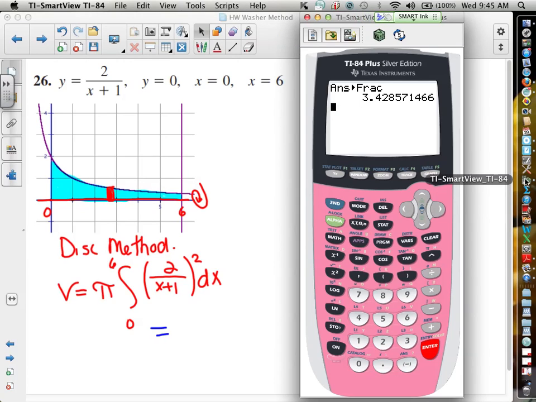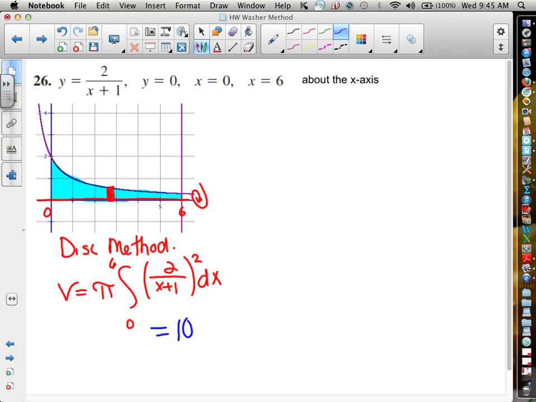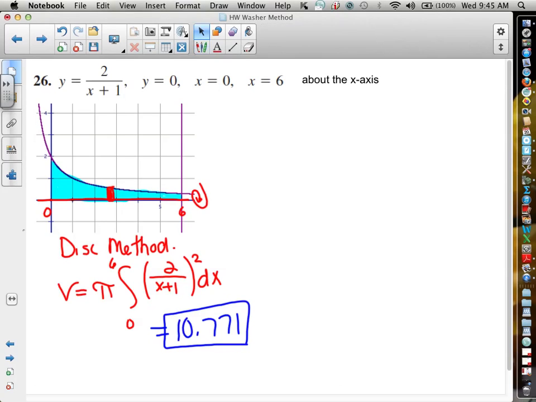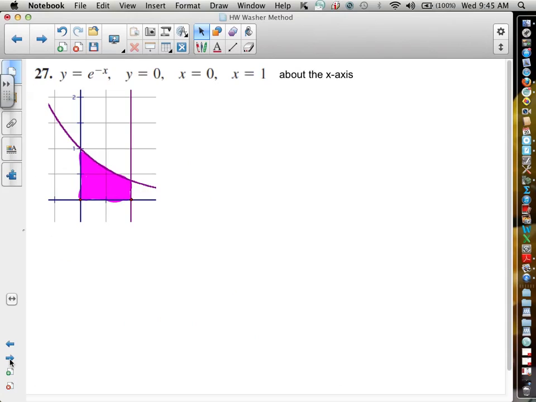So we'll round this off to 3 decimal. Actually, you know what? Let's multiply it by pi as well. So times pi. So I'll round this final answer off to 3 decimal places. So 10.771. Okay, so if that happens, it just can't convert it to a decimal. It's probably some kind of irrational value there.